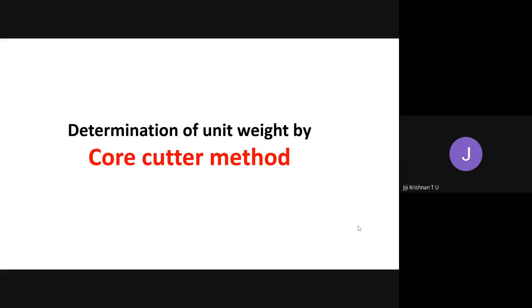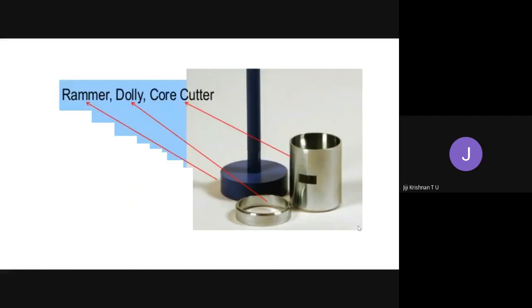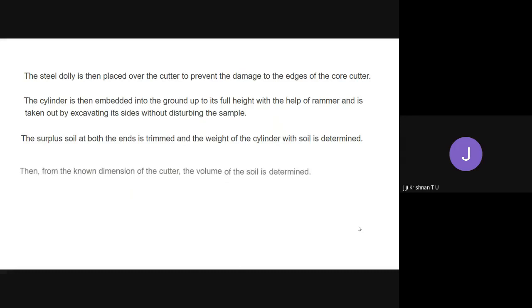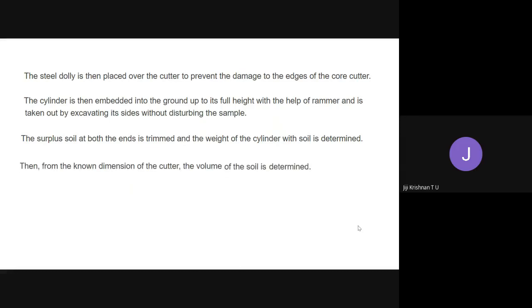Determination of unit weight by core cutter method. We have rammer, dolly and core cutter. The steel dolly is placed over the cutter to prevent damage to the edges of the core cutter. The cylinder is then embedded into the ground up to its full height with the help of rammer and is taken out by excavating its sides without disturbing the sample. The surplus soil at both ends is trimmed and the weight of the cylinder with soil is determined. Then from the dimensions of the cutter, the volume of the soil is determined.